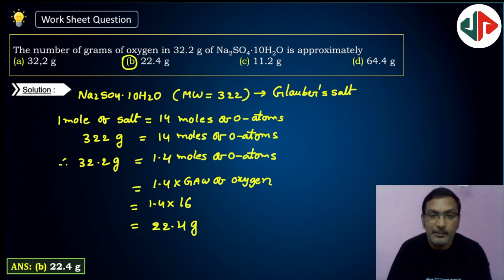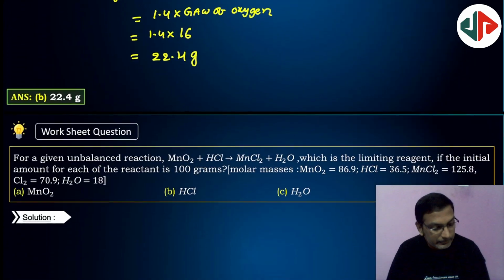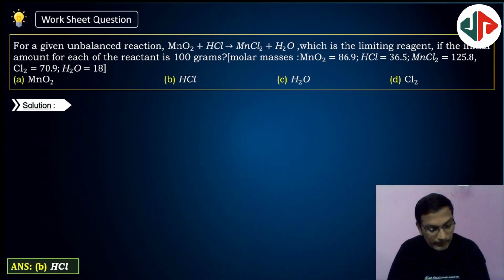Simple calculation. Next one. For a given unbalanced equation, which is the limiting reagent, if the initial amount of each reactant is 100 grams? We have to find the limiting reagent.